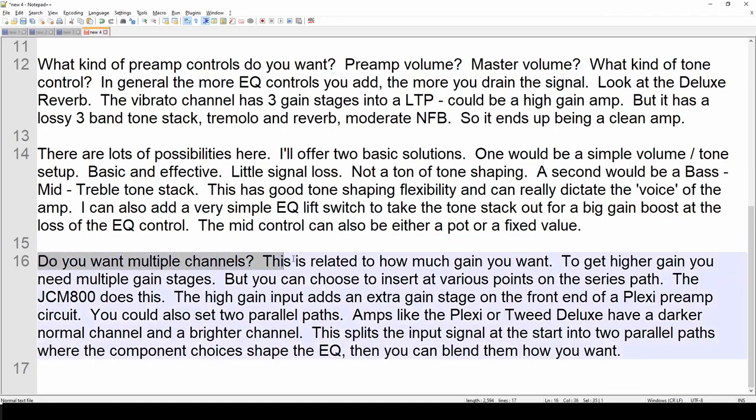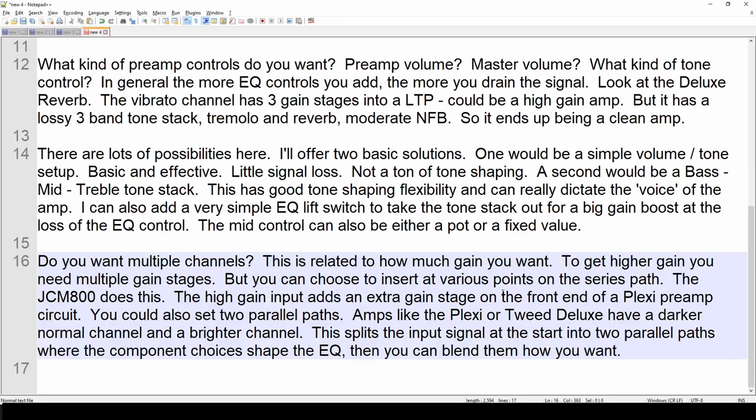And then lastly, I would think about, do you want to have multiple channels? So partly this is in relation to how much gain you want, right? If you just want one channel amp that's got one voicing, then you obviously don't need as many tubes. But some amps have either multiple gain stages that are stacked into one another, like a JCM800, where it's called cascading. Again, you're sending one into the next in series. Or you can also have two separate parallel paths. So an amp like a Plexi or a Bassman or a Deluxe Reverb, you have two different EQ'd paths that are running in parallel to one another that join later on down the line.